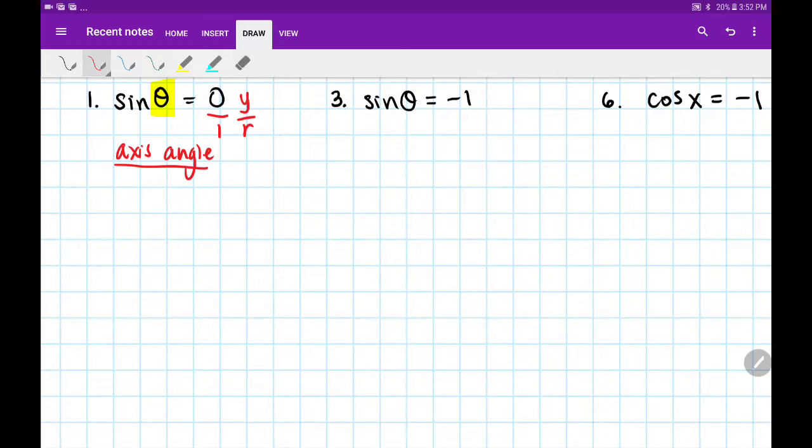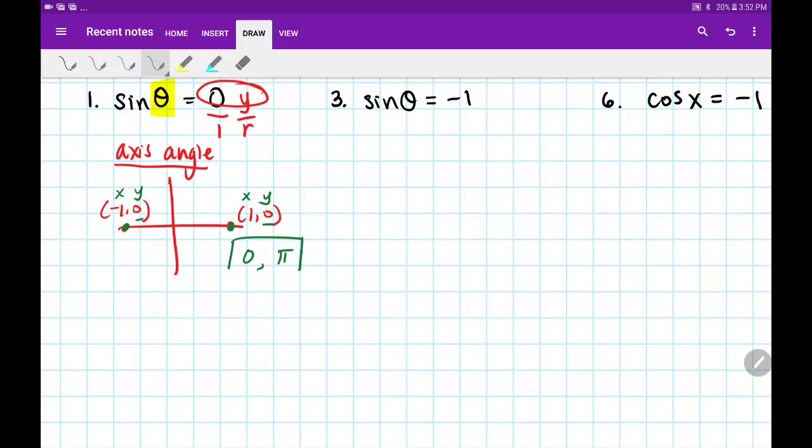And specifically, we need to know where y is equal to 0. Well, y is equal to 0 over here on the right and over here on the left. Recall, y is equal to 0 on the x-axis. So our answers then are that angle to the right, that's 0 radians, and this angle here to the left is pi. Those are our 2 answers. Theta equals 0 and pi.